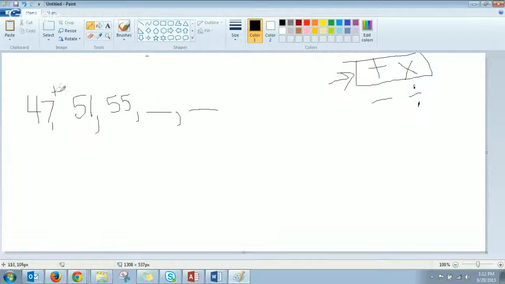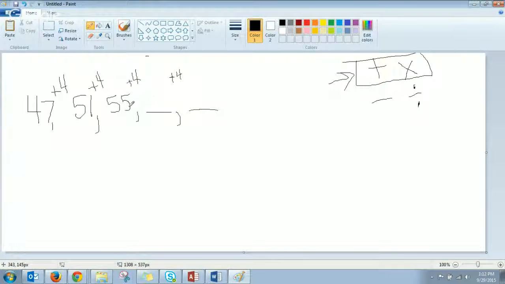47 plus, I know plus 3 would make 50, so plus 4 would make 51. Let's see if the rule follows. 51 plus 4. I know that one because 1 plus 4 is 5. So 51 plus 4 is 55. Ding, ding, ding, ding, ding. We found the rule. So now we just follow the rule to fill in the blanks.